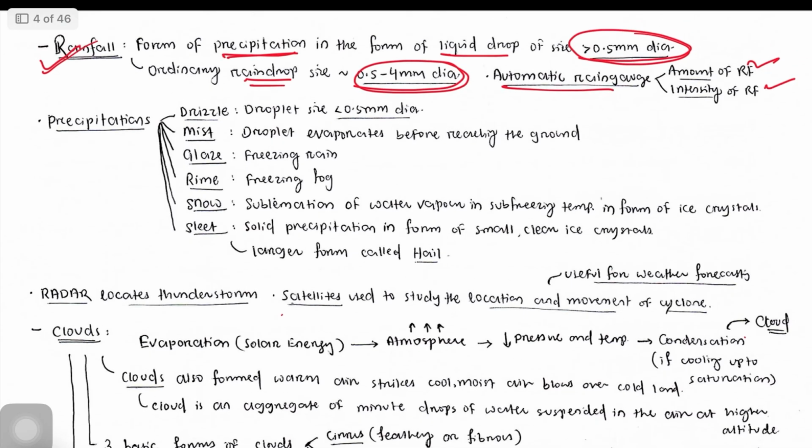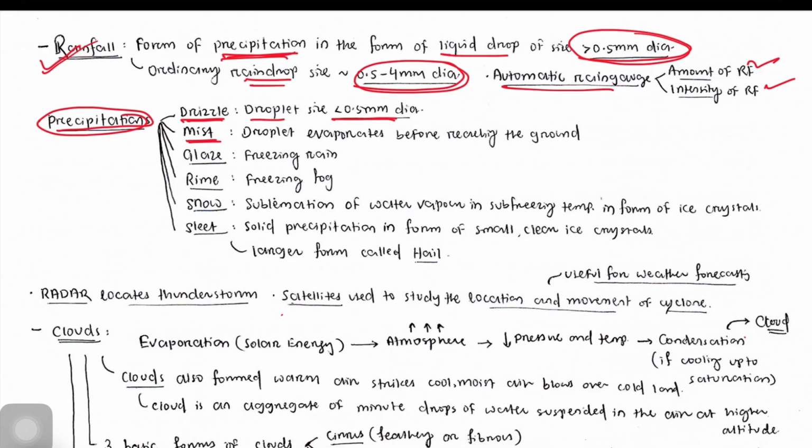Okay, now this is a type of precipitation. So what is precipitation? Anything that is falling on the earth in the form of water, in the form of mist, that is minute droplets, or hailstorm, that is a large solid form of ice, a form of water, that is precipitation. So there are different types of precipitation. One is drizzle. When the water is falling in a very small droplet size, less than 0.5 millimeter diameter, that is called drizzle.